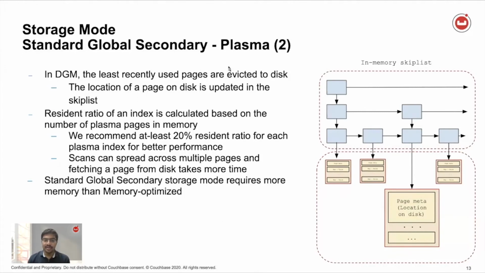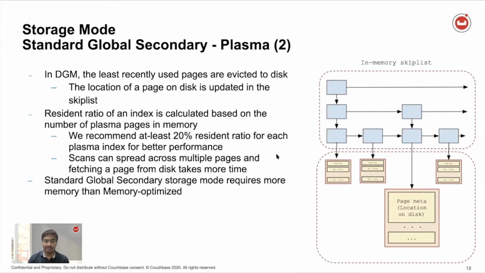In DGM scenarios, the least recently used plasma pages are evicted to disk. The in-memory skip list always resides in memory and it is never evicted to disk. The leaf nodes of the skip list always contain a reference to the page meta, and when a plasma page is evicted to disk, the location of the page on disk is updated in the page meta. When a key has to be read from a plasma instance, and the key exists in a page that is not resident in the memory, the plasma instance will use the location of the page on disk to fetch the page into memory.